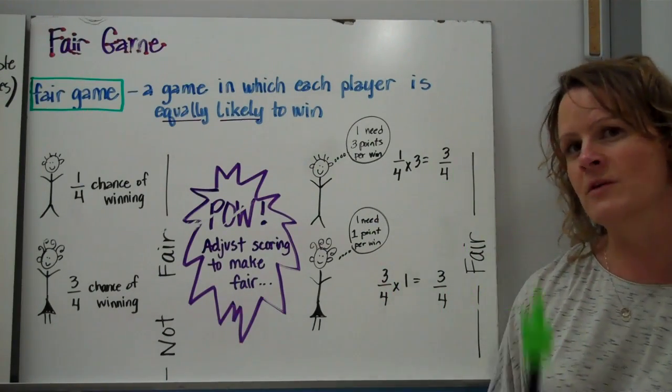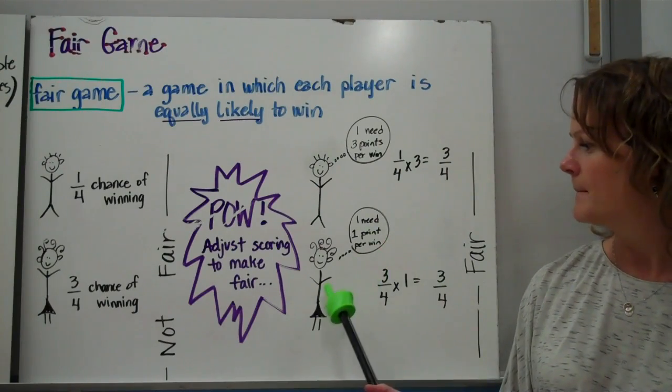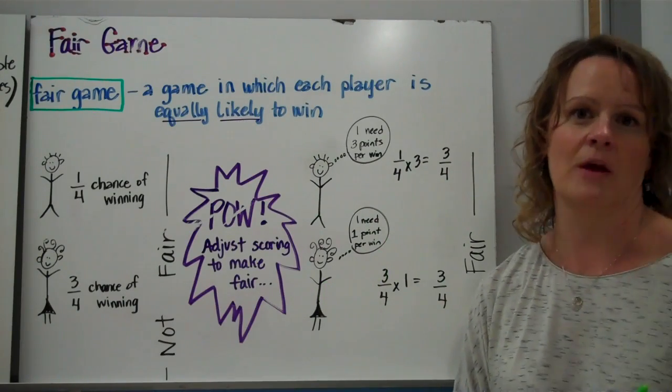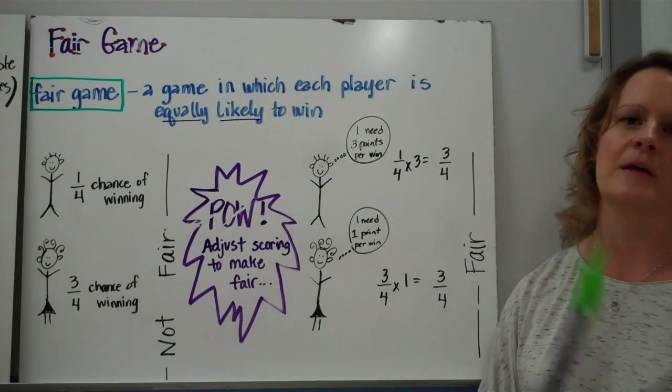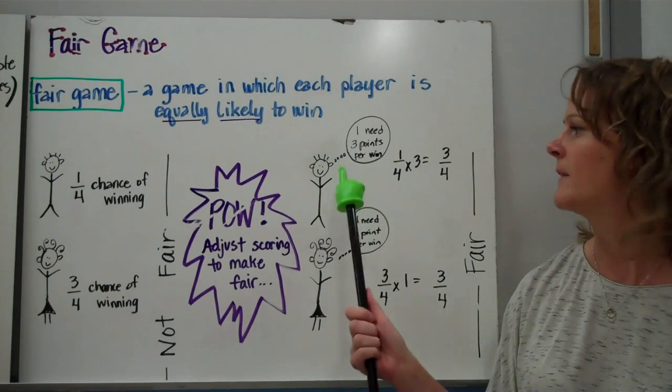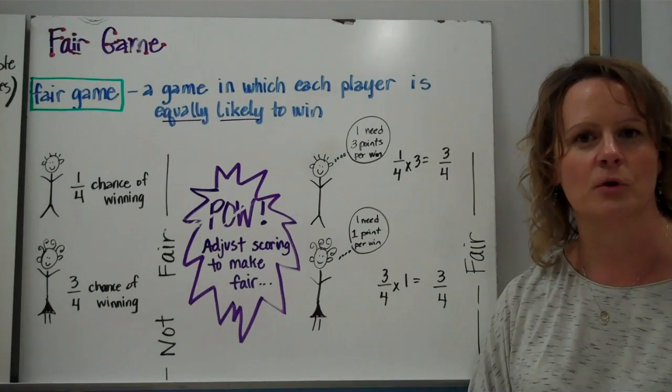This isn't the only way you could adjust the points for scoring. Maybe Jane would like to get 2 points for every time she wins. And if that's the case, then of course you can probably calculate fairly easily that Joe would need to get 6 points per win.